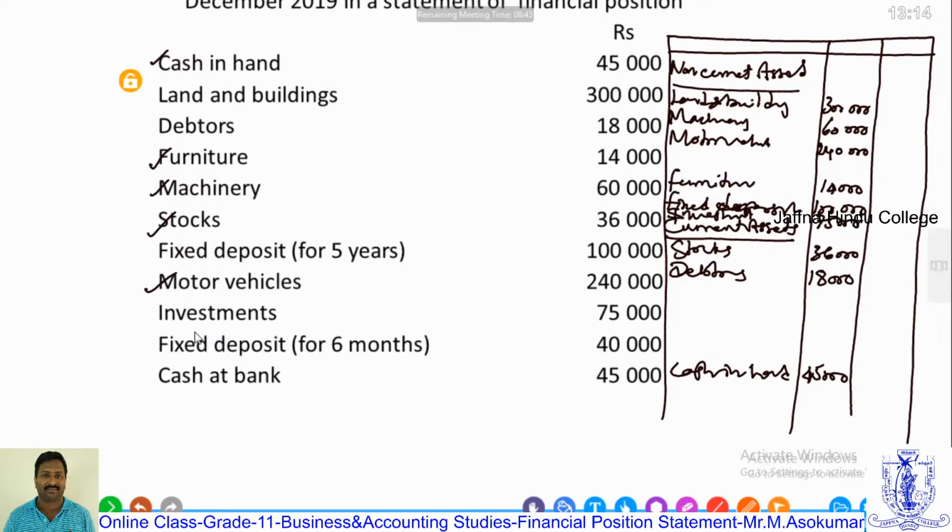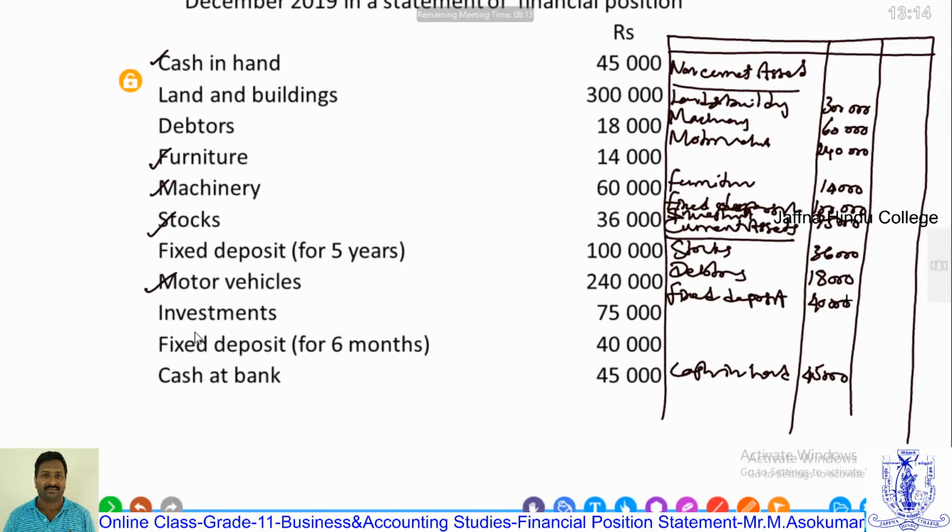Fixed deposit for 6 months. 6 months means it matures after 6 months. Therefore, it is less than 1 year of usage, so it is considered a current asset. Next, fixed deposit, rupees 40,000.